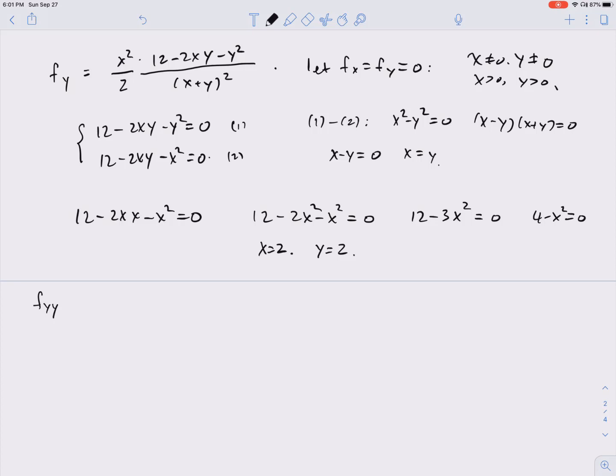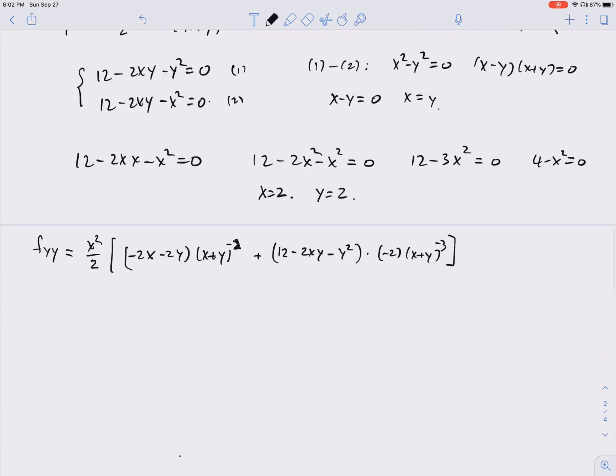Okay, fyy. That's the second order derivative over there. But x squared over 2 is a constant, so we can factor this out. And we're going to use, instead of quotient rule, we're going to use product rule to find the derivative over there. So derivative of the numerator with respect to y, we're going to have negative 2x, right, and negative 2y, right, and then multiplied x plus y to the negative 3, no, negative 2. Okay, not yet. And then we have plus numerator, we have 12 minus 2xy minus y squared. And then we have a derivative of negative 2 x plus y to the negative 3, which is not too bad. Okay.